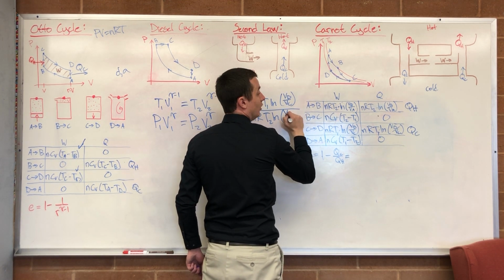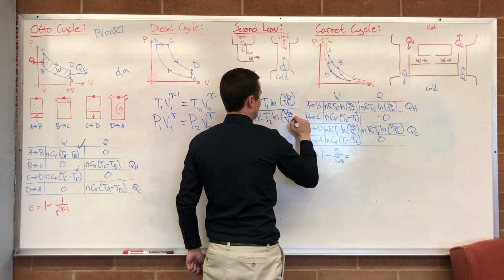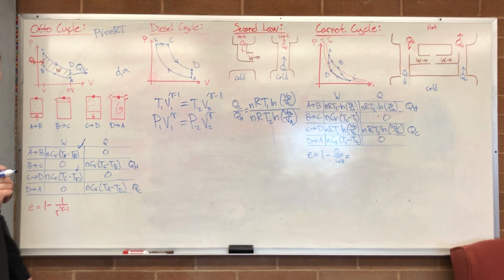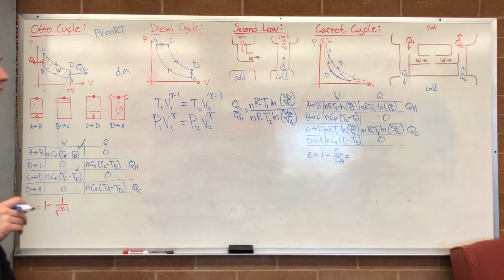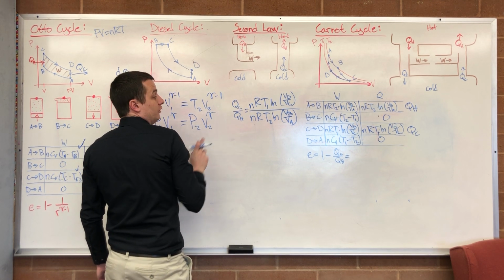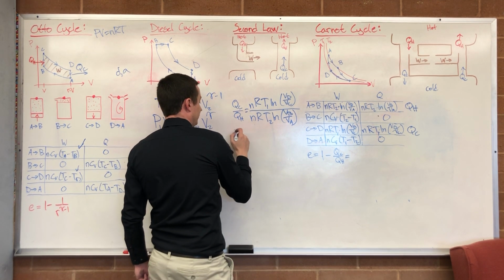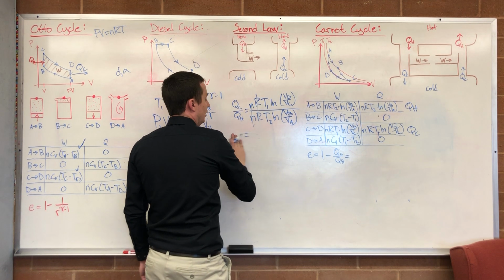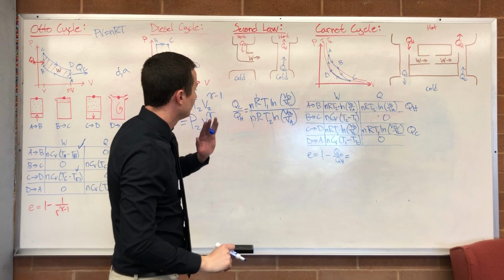VB over VA. Can I interrupt you? Go ahead. Intuitively, don't you want QC over QH to be super small to get the most effective system? Yes. Okay, so this simplifies to n's cancel out, r's cancel out. Let's know something about the logs.